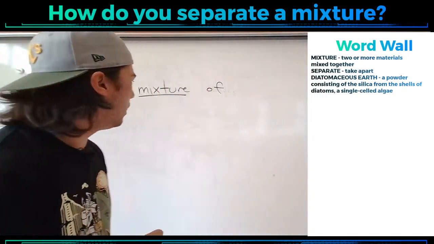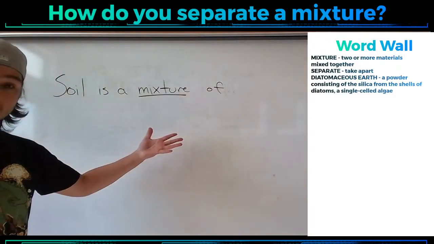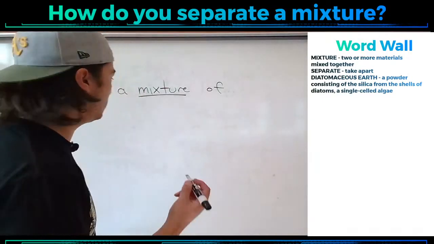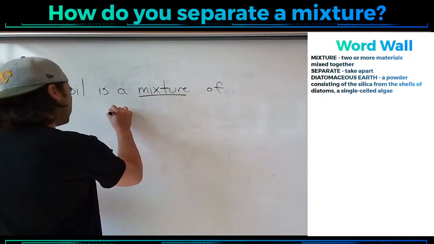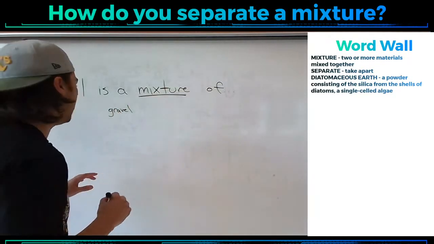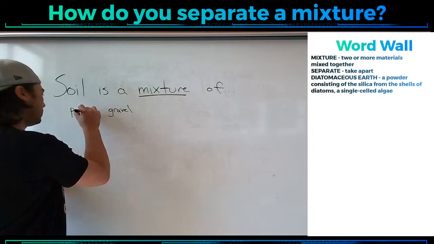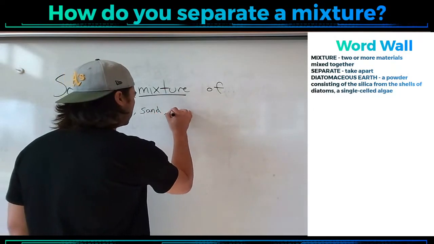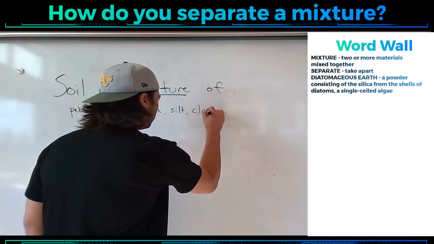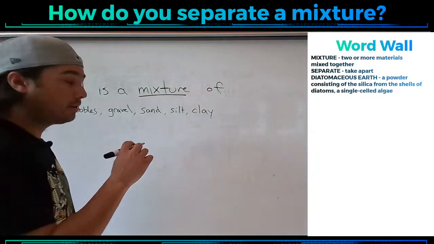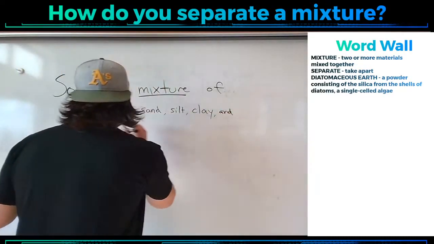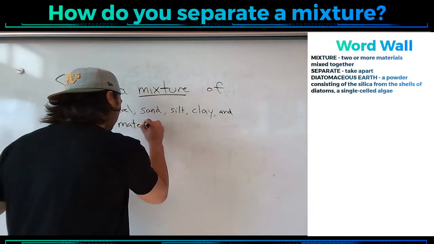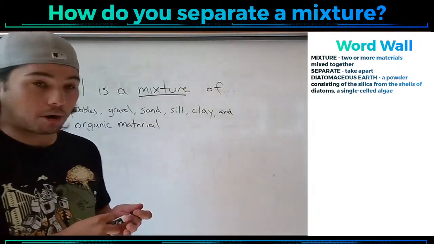Just watch the video. Soil is a mixture of, there's a lot of different components in soil, right? We had our types of rocks broken down by size. You might have gravel. You might have pebbles. You might have sand. You could have silt. You could have clay, right? And you're also going to have organic material, our humus, our dead leaves, our dead animal parts, right?